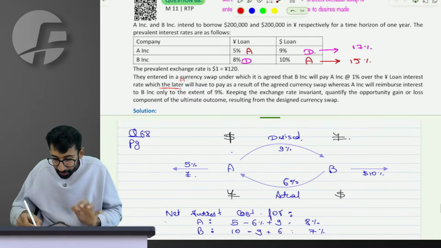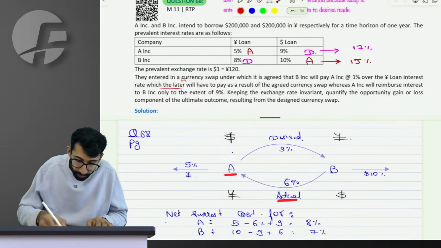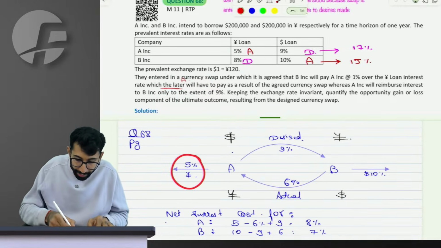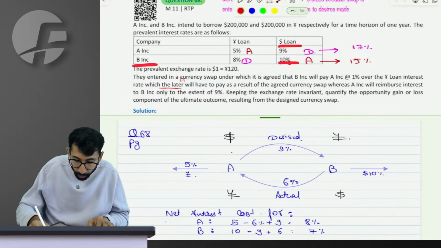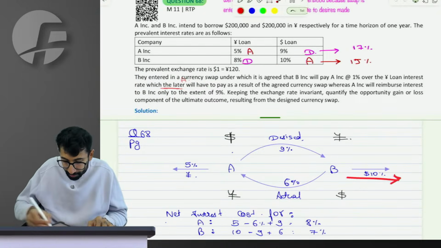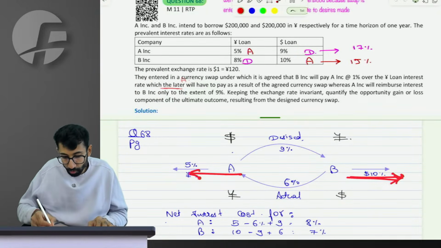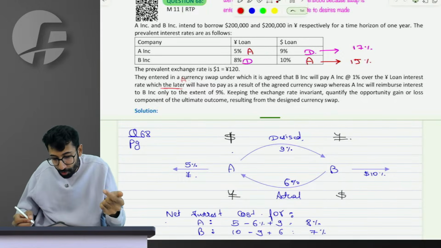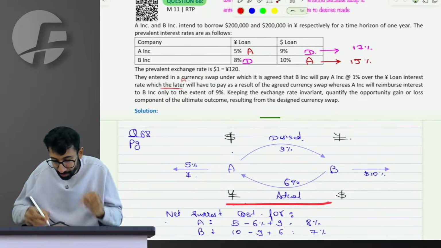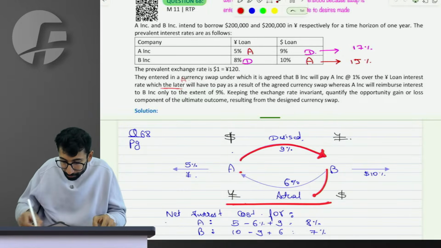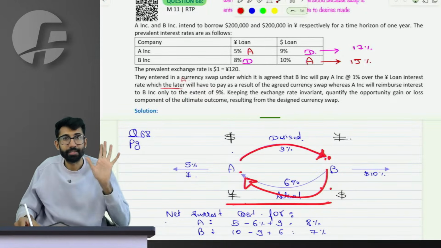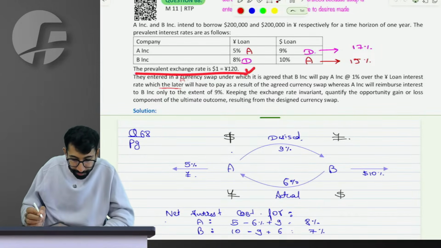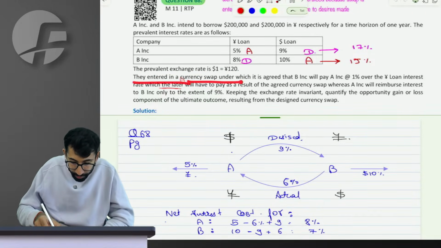Sir, in actual, to A Limited we make them borrow at yen 5%, and to B incorporation we make them borrow at dollar 10%. That is what we make them do actually. Through the swap, we will convert them to their desired position. But what kind of swap will it be? A will have to pay B something, and B will have to pay A something, right? Now what happens? Listen to me. Exchange rate is there. They have entered into a swap.